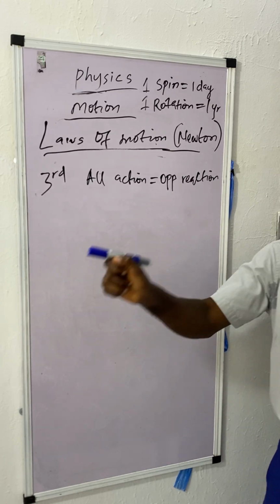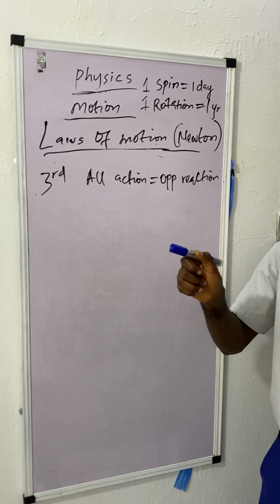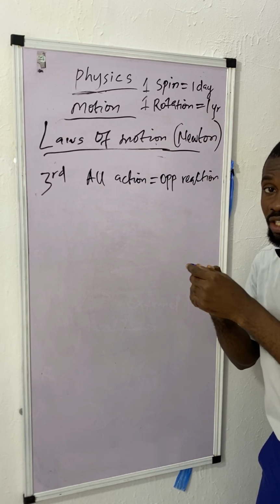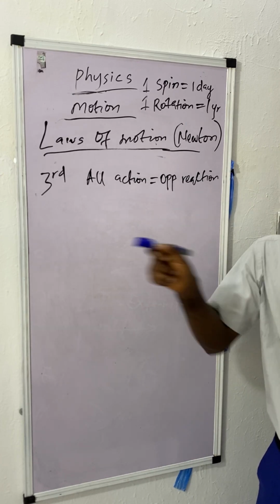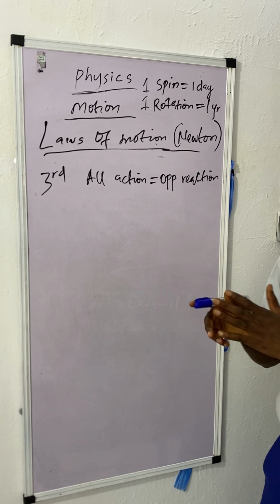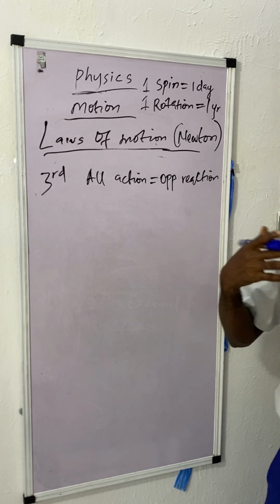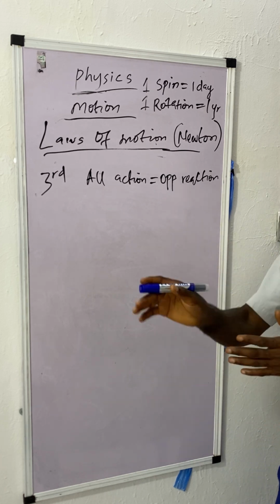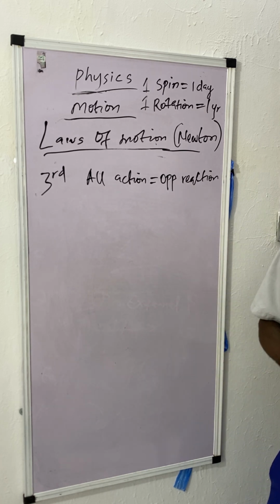Okay? So if I hold a gun now and I fire it, immediately the bullet leaves the nozzle of the gun, I am going to feel that recoiling effect of the gun. Which is what? An equal and opposite force. Opposite means it's going in the opposite direction. An equal and opposite force towards me. Like this.